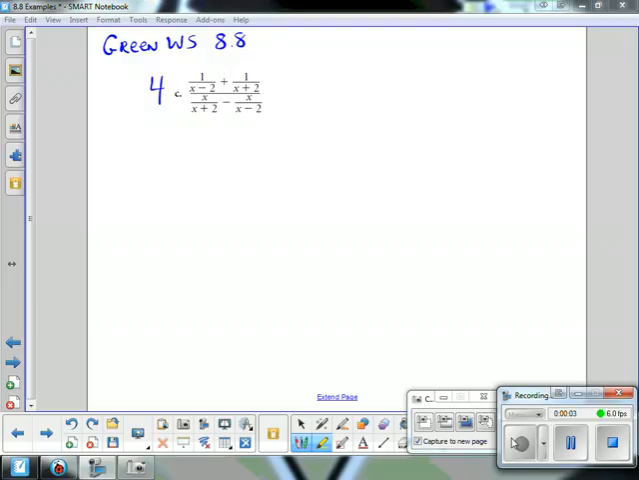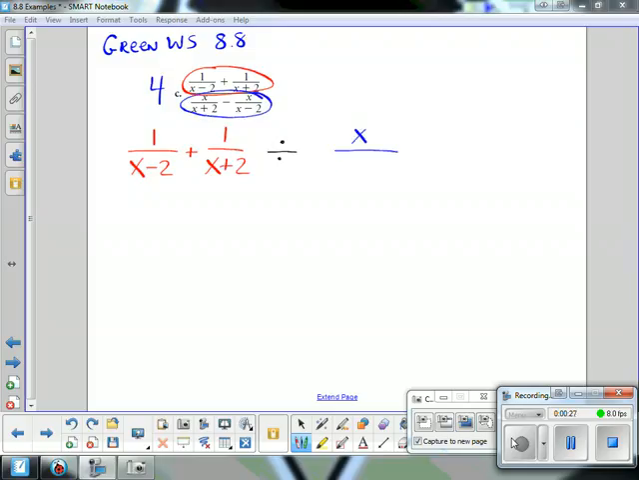And here we are working on 4C from the green worksheet 8.8. First thing I notice is this is a giant division problem, and what I'm going to do is take this numerator and write it out separately. This is 1 over x minus 2 plus 1 over x plus 2. That's that numerator. And they want us to divide by this one on the bottom, which is x over x plus 2 minus x over x minus 2.